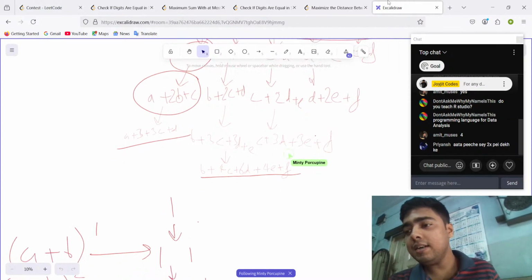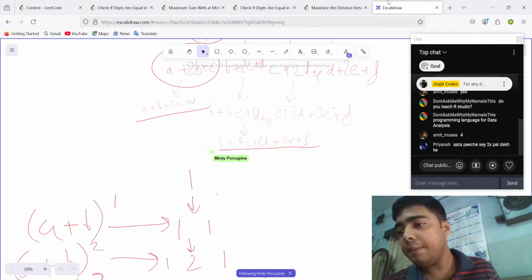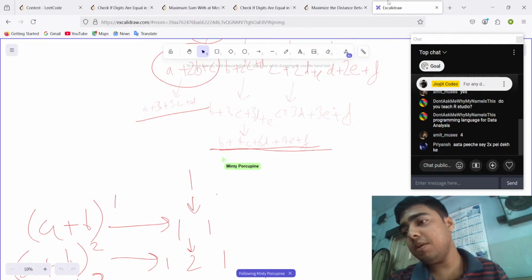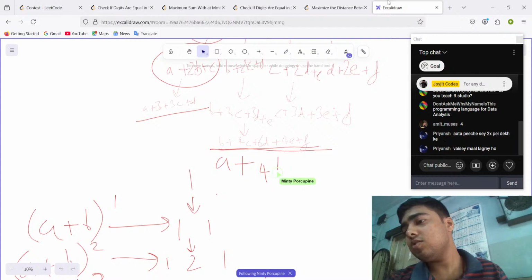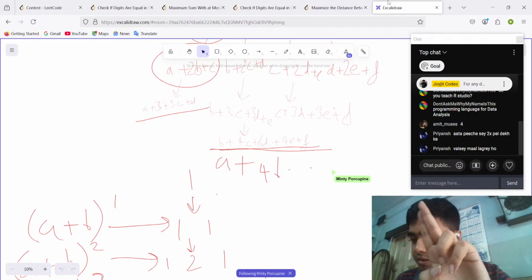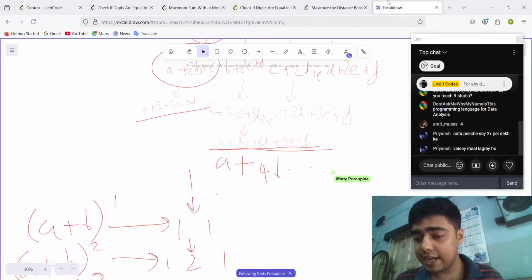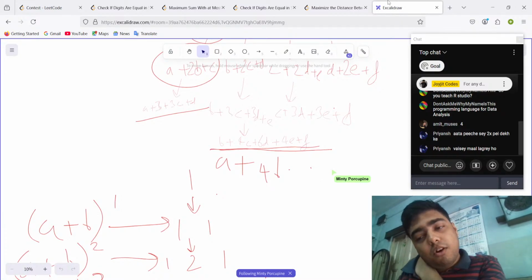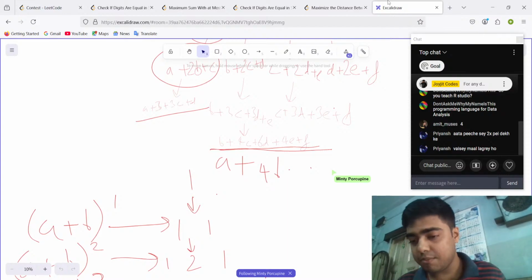And at the end, you are left with b plus 4c plus 6d plus 4e plus f, and the previous element will be a plus 4b. So the same thing, just from a to the second last element, and the second element will be from the second element to the last element, okay? So using that, we can compute the sum, and after you have computed the sum, you can find out whether the last digit is the same or not. Is it clear?